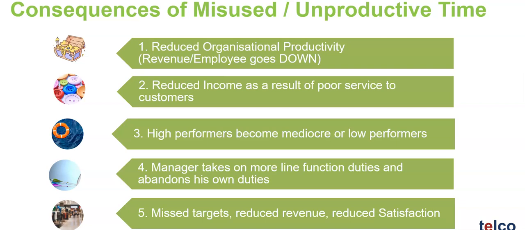And that leads to reduced organizational productivity. And at the end of the day, most organizations are in the business of making money. Whatever the service that they sell, they're there to make money. And reduced organizational productivity means reduced sales, reduced revenue. So that leads us to number two, which is reduced income as a result of poor service to customers. No matter what service or product you're selling, reduced productivity will always result in poor customer service.